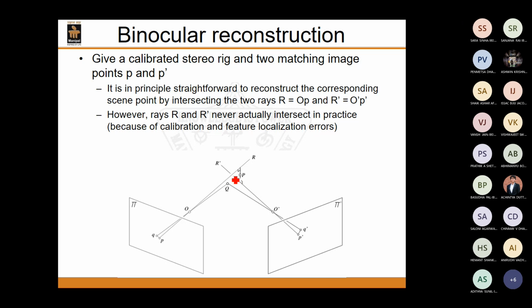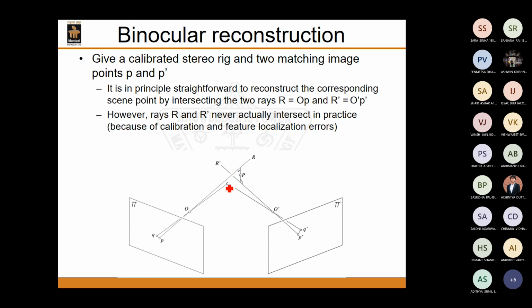But even if there are slight errors, the lines may not intersect, because here we are considering a 3D space, right? If it is a 2D space, any two lines will always intersect. But because this is a 3D space, you cannot guarantee that any two lines would intersect. And if the correspondence pairs are not exactly right, or there is some error in the calculation, you may get lines which do not intersect.